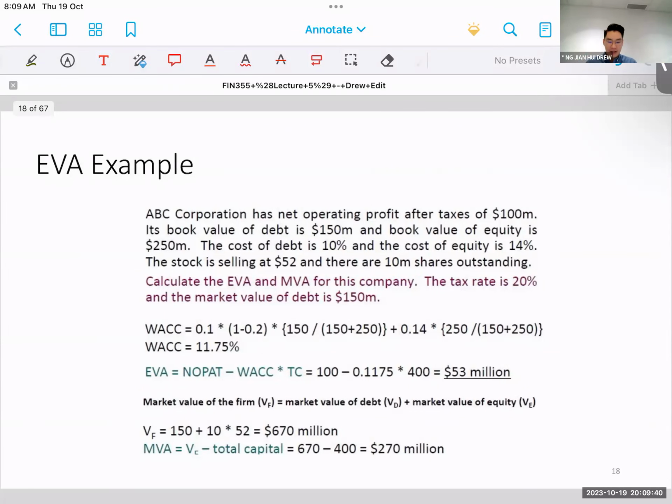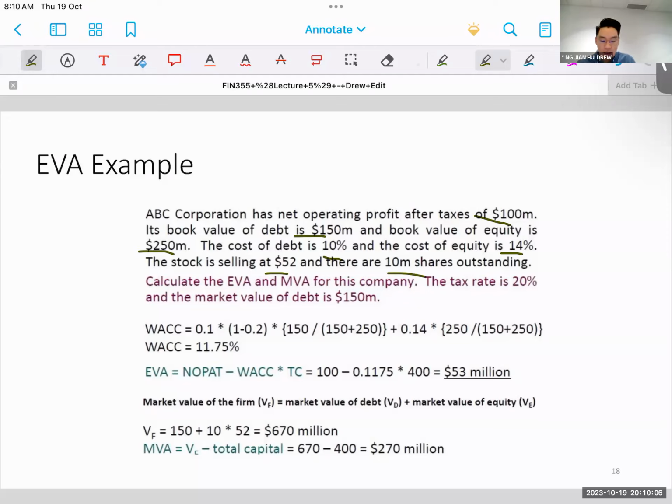Okay, so we have another simple example here. We have this corporation that has a profit after tax of this, book value of debt of this, book value of equity of this. Fine. Cost of debt is 10%, cost of equity is this, stock sells at 52. There are 10 million shares outstanding, calculate the EVA and market value added. So MVA is market value added for this company.